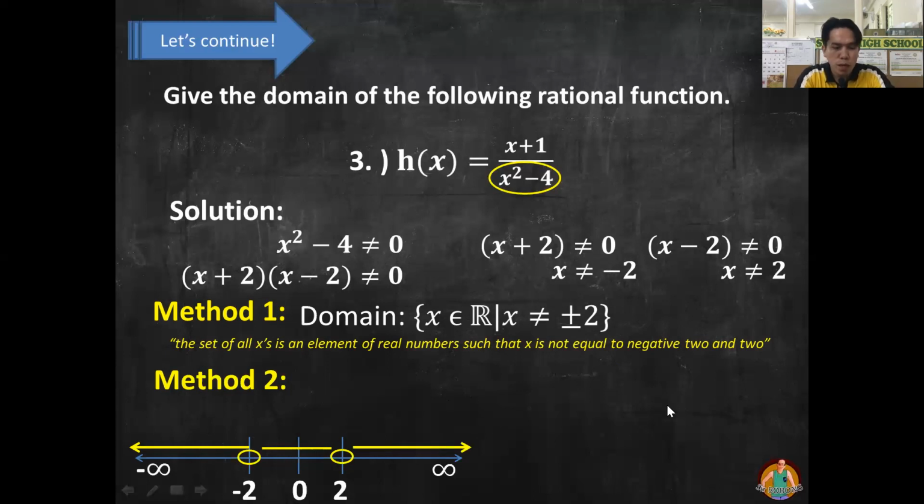So paano mo siya gagawa ng roster form? Okay? So our domain will be the union of negative infinity and -2, and +2 and positive infinity. Okay, again, bakit naka-close parenthesis siya? Parenthesis yung ginamit natin kasi -2 is not part of the solution or not part of the domain. Same with the +2, parenthesis yung ginamit natin kasi hindi siya part ng solution.